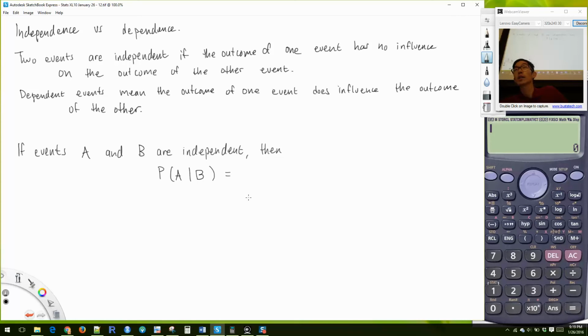I'm going to say, okay, hang on, what's the probability of A happening, and keep this in mind, B has happened. That's what we're essentially saying here. What's the probability that A is going to happen if we know that B has happened? And what would your answer be if you know that A and B are independent? This would just be the probability of A, because knowing whether B has happened or not has no influence on the probability of A. So the probability of A, given that B has happened, is still just the probability of A.